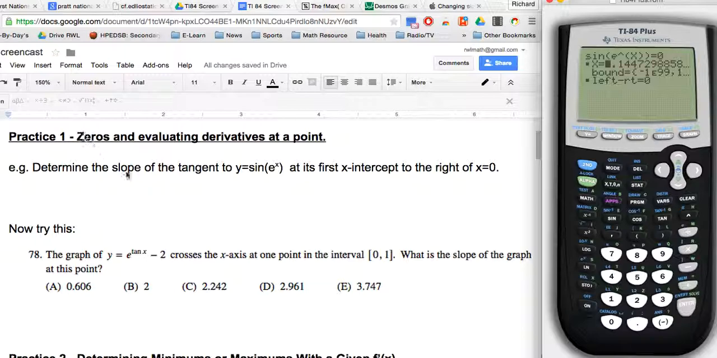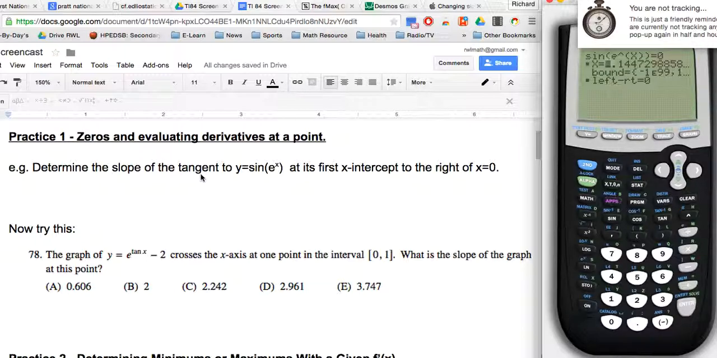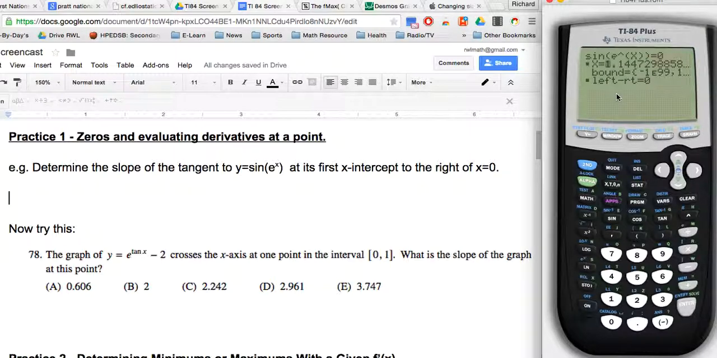So now we have to get the value of the derivative at that point. Now, here's something I'm going to show you in terms of storing information. So let's go second and quit. Right now, the calculator has stored a value for x because the solution to that equation was x. So if I just hit the variable x and hit enter, that was my answer right there. That's very, very helpful. So I know right now that it's being stored under the variable x as 1.144, etc.